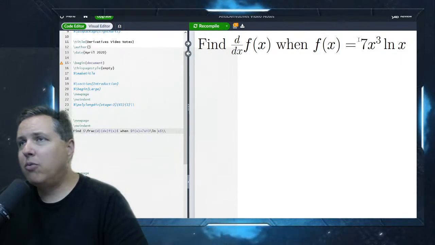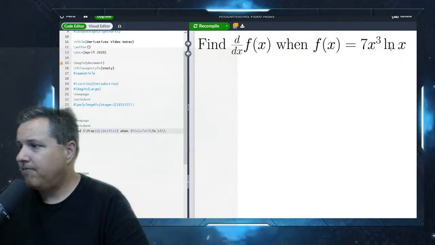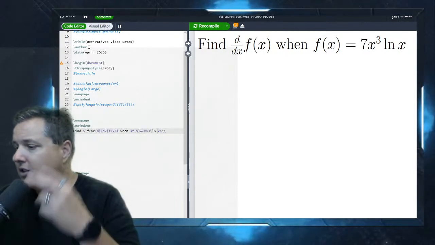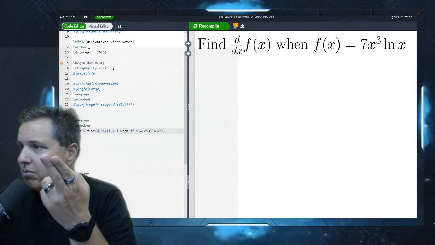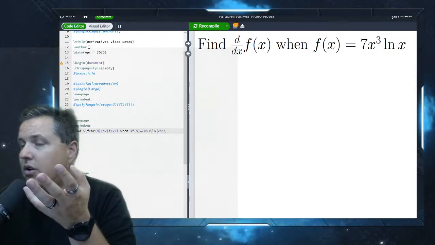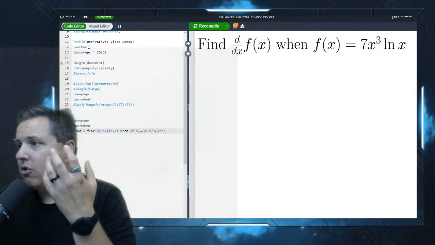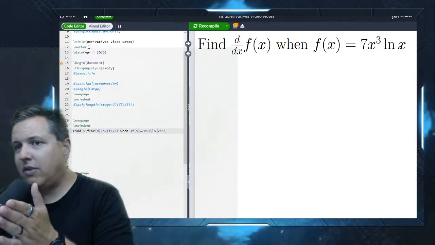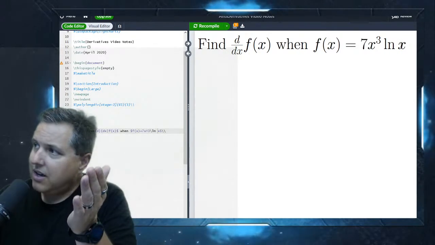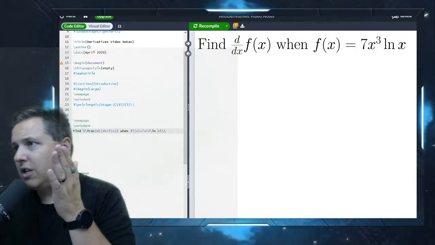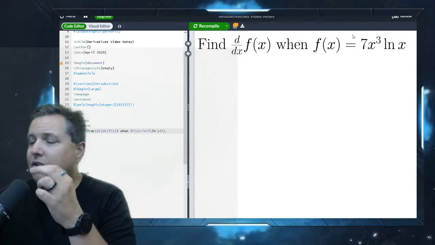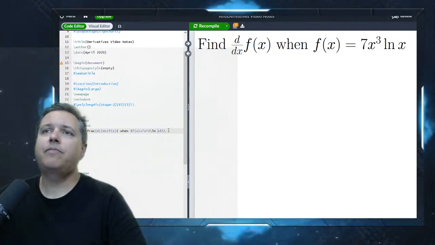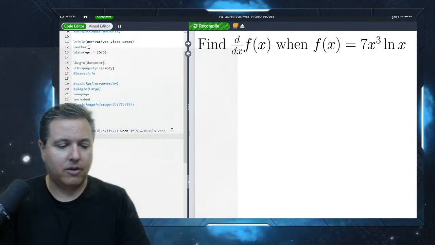And the larger problem that we're working on is really a product, right? 7x cubed and natural log of x. Those are the two things that are being multiplied that we're taking the derivative of. So remember, that's the derivative. You leave the first function alone times the derivative of the second plus the derivative of the first function times the second function left alone. It's that product rule that we're used to. So let's look at how that would work.